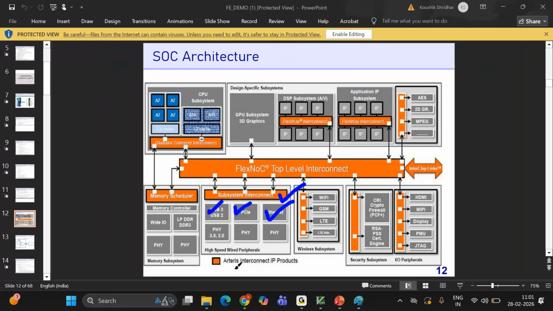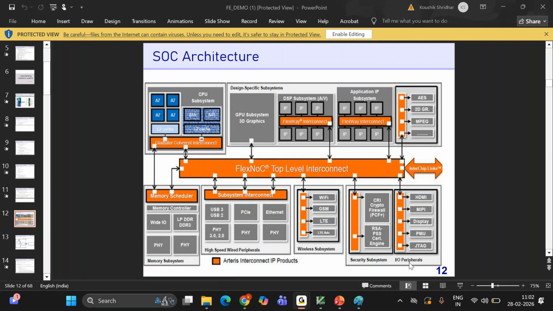PCIe will be used for communication with the SSD in your laptop. Okay, USB, we just discussed USB, right? Then we have something called wireless subsystems: Wi-Fi, GSM, LTE modules.